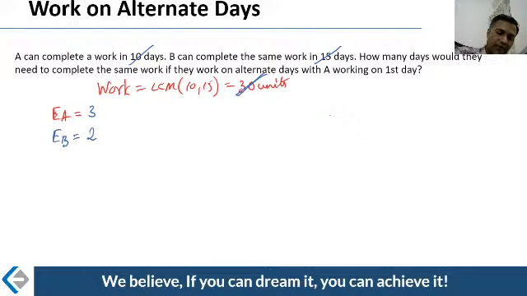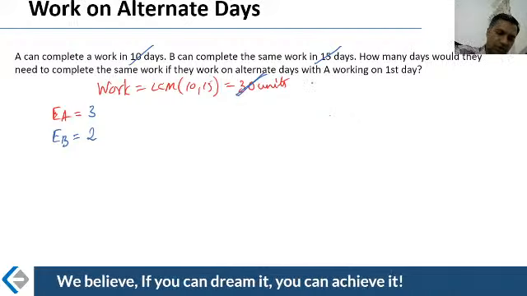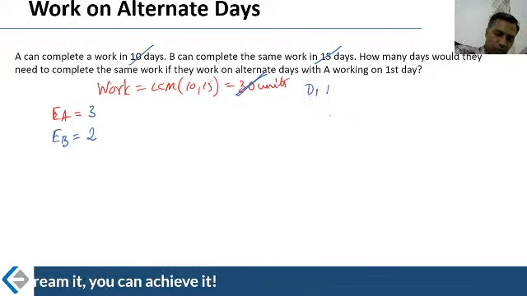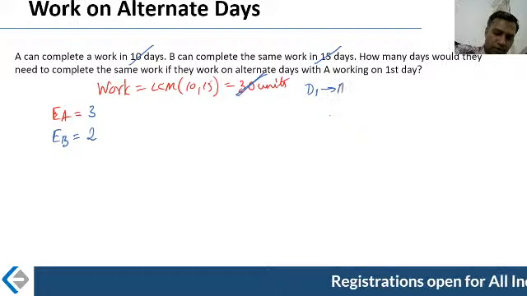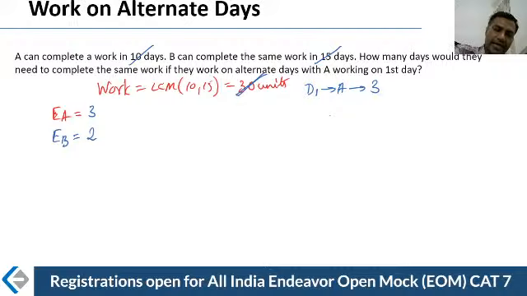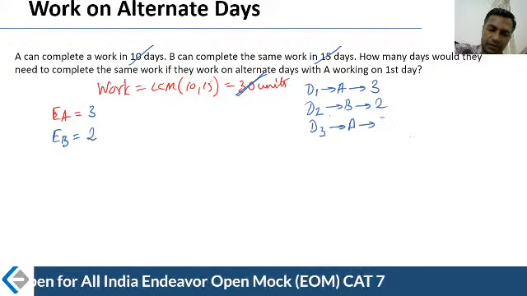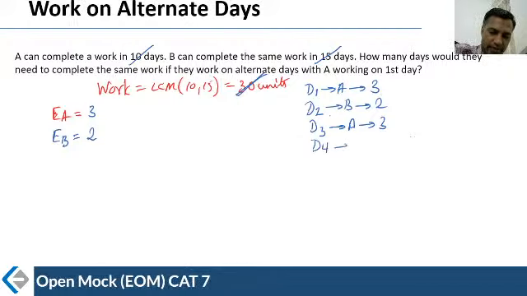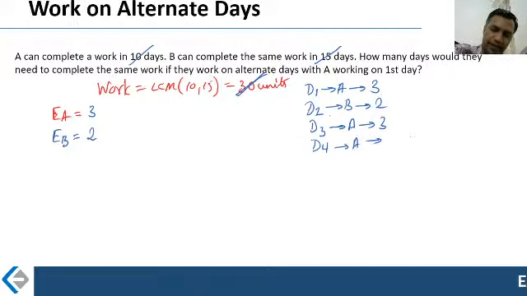Now listen carefully here, friends. Day 1, who comes to work? A reports to work. How many units does he contribute? He contributes 3 units to the system. Day 2, B reports to work. How many units does he contribute? 2 units. Day 3, again A reports to work, contributing 3 units. Day 4, B reports to work, contributing 2 units.